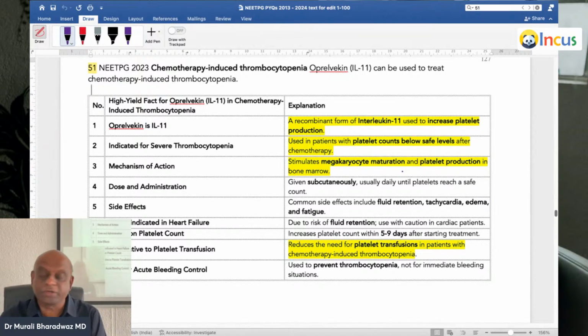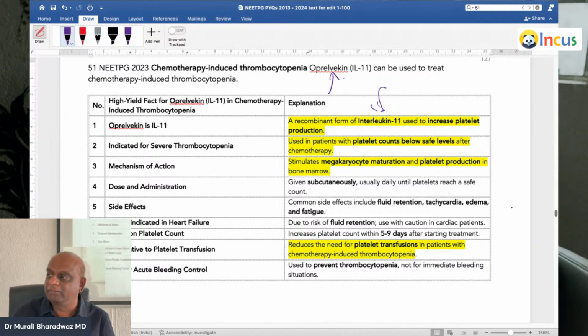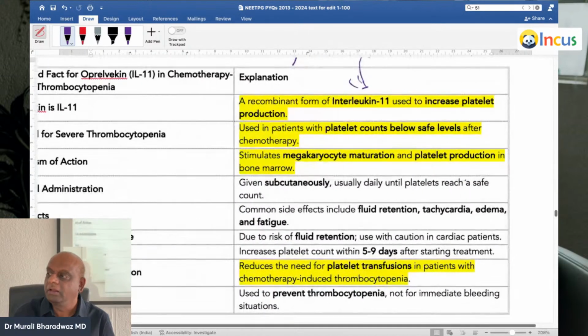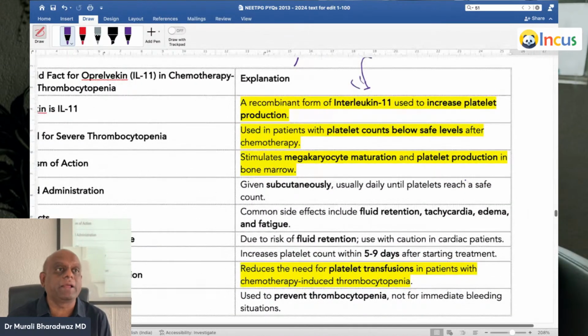Chemotherapy-induced thrombocytopenia. So what do we give, doctor? We give oprelvekin, which is interleukin-11. It's a recombinant form. It will go and stimulate the megakaryocytic population and increase the platelet count.